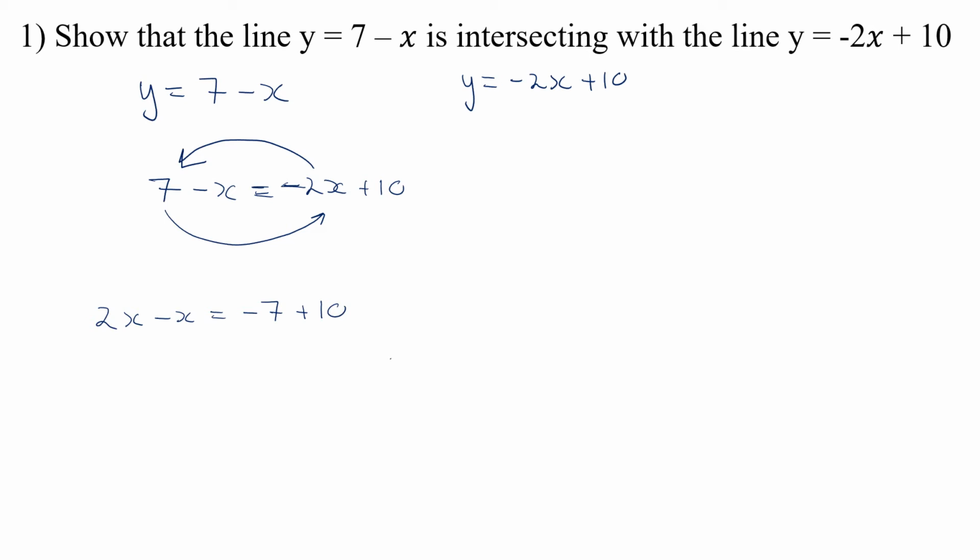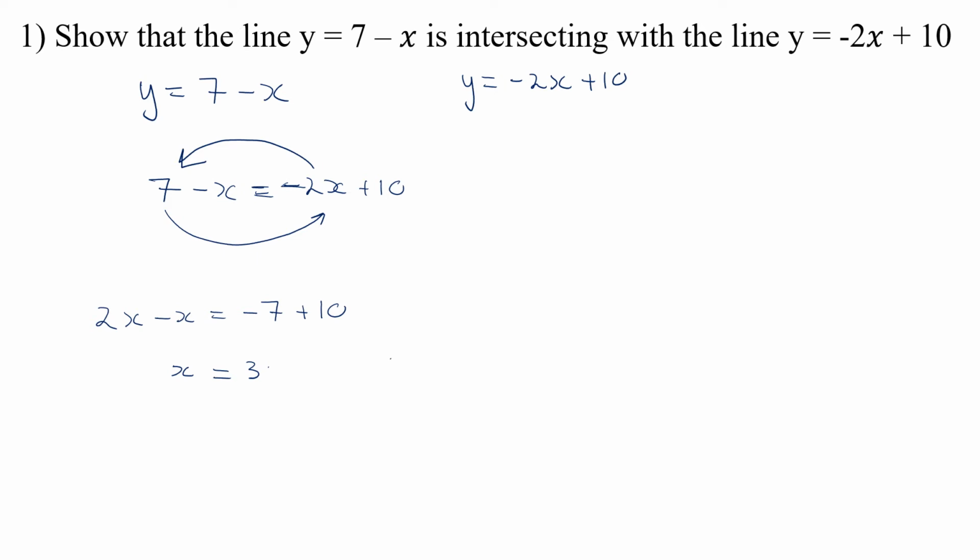2x minus x, that will give me just x. Think of this as 2 apples minus 1 apple. That will just give me 1 apple, but there's no need to put the 1 there. And that's equal to minus 7 plus 10, that's actually positive 3. Take away the smaller from the bigger, but you keep the sign of the bigger one. So that's positive 3. So x is equal to 3.